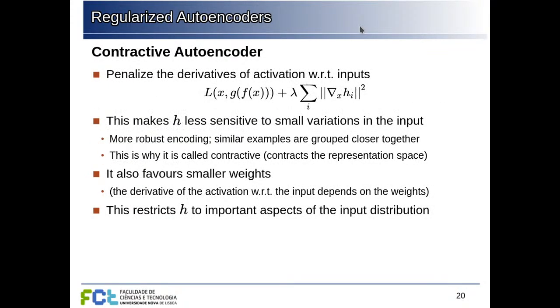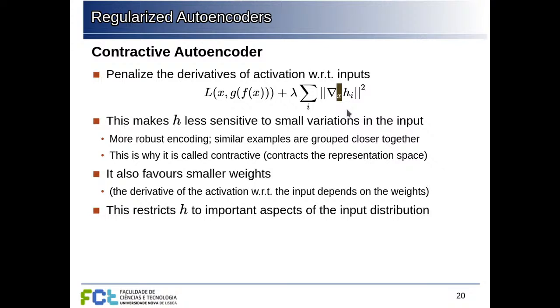Another possible penalization function that we can use is a fraction of the sum of the derivatives squared. So these derivatives are the derivatives of the activation of the hidden layer that we are interested in with respect to the values of the input. So it's not the derivatives with respect to the weights that we are using for training, but it's the derivatives with respect to the input.